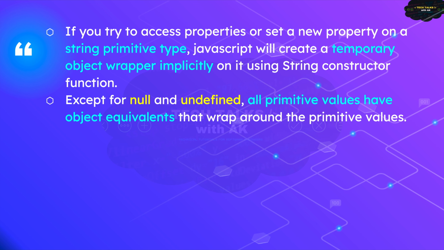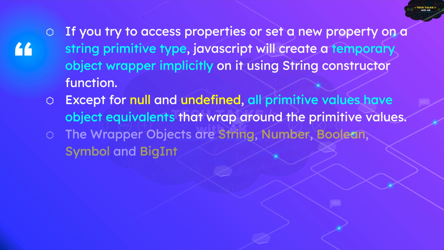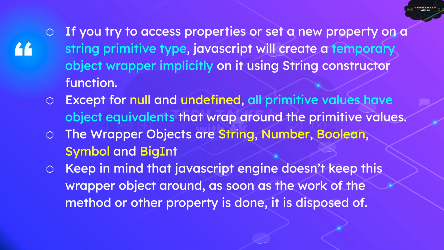Except for null and undefined, all primitive values have an object equivalent that wraps around the primitive values. The wrapper objects are String, Number, Boolean, Symbol, and BigInt. Keep in mind that the JavaScript engine does not keep this wrapper object around. As soon as the work of the method or the property is done, it will be disposed of.